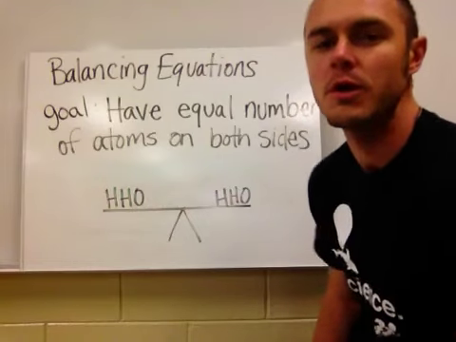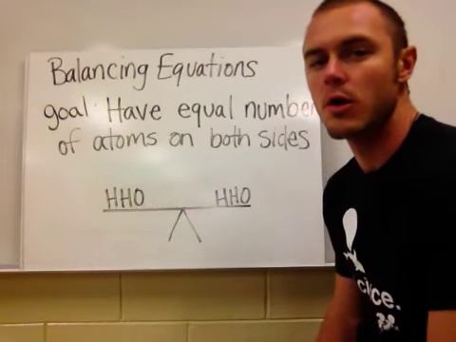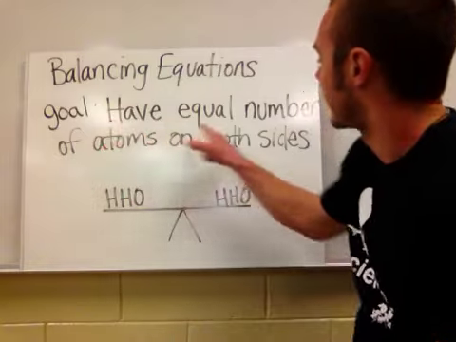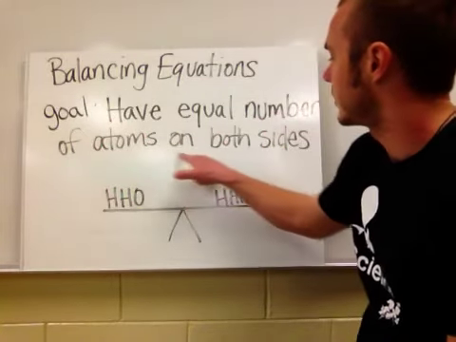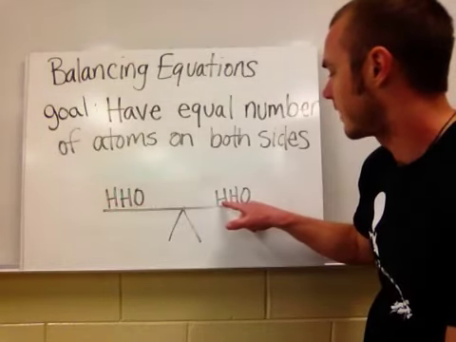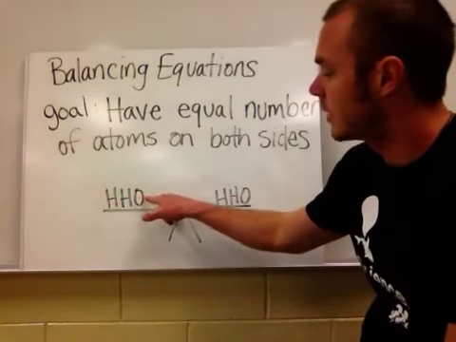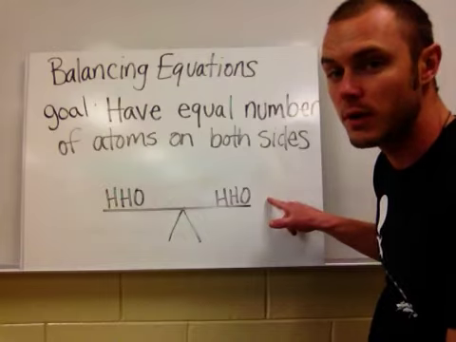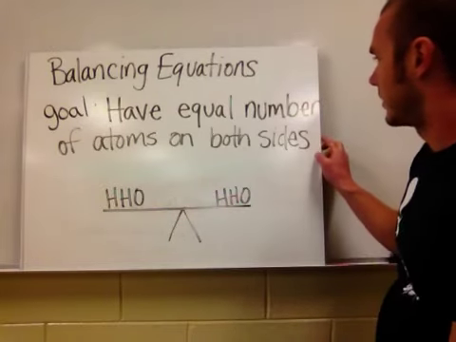All right, in this lesson we're going to talk about balancing equations. Our goal in balancing equations is to have an equal number of atoms on both sides. So in this little picture I have two H's, so I have to have two H's on the other side. I have one oxygen, I need to have one oxygen on the other side to make it balanced.